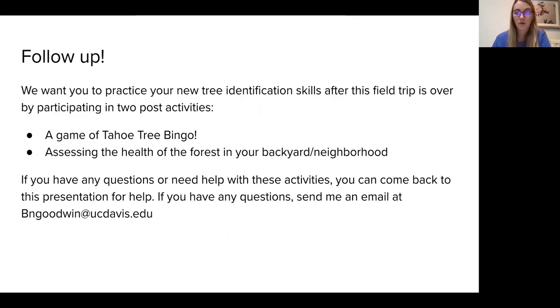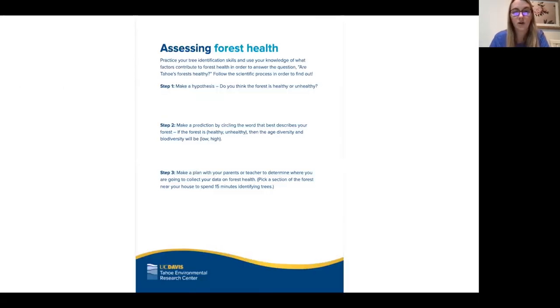And then the second post activity I created is a worksheet to help you assess the health of the forest in your backyard or your neighborhood. So it's just a worksheet that will take you through the steps that we went through during this field trip for my nature walk, the data collection, and discussion. So it takes you step by step through so that you on your own or with your friends and family can assess your forest health. And I would highly recommend doing this multiple times in a couple different forests so that you can be more confident when answering the question, are Tahoe's forests healthy?